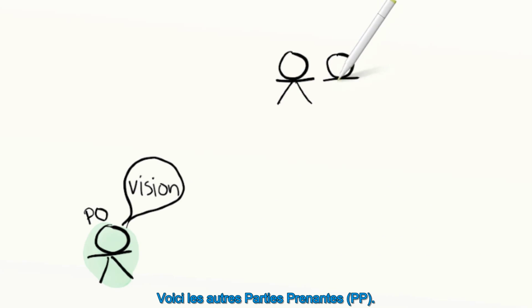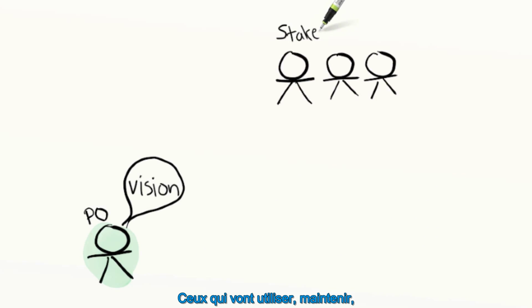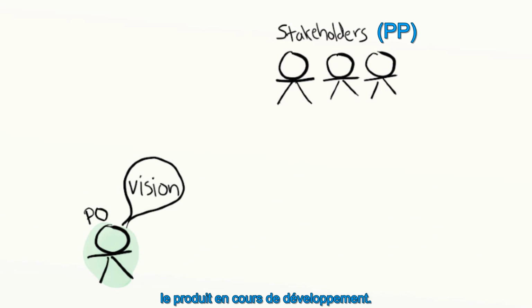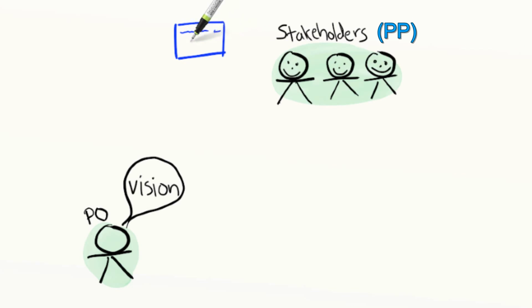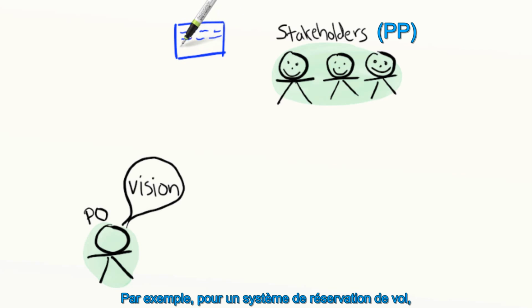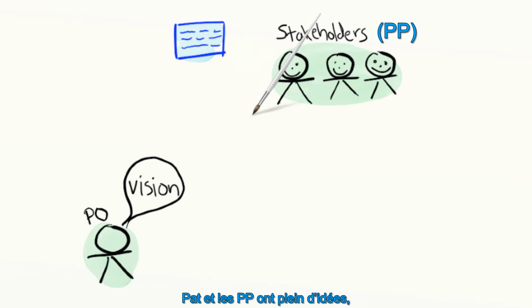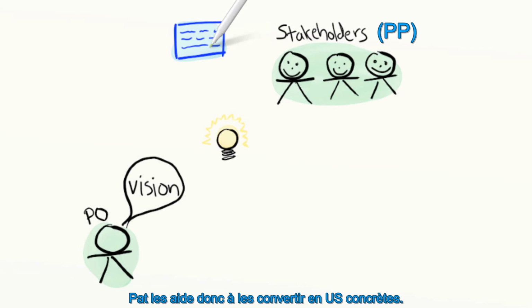Here are the stakeholders. They're the people who are going to use and support or in any way be affected by the system being developed. Pat's vision is that these people will love our system and use it all the time and tell their friends about it. The stakeholder needs and Pat's ideas are expressed as user stories here. For example, if this was a flight booking system, people need to be able to search for a flight, and maybe that would be one user story. Both Pat and the stakeholders have lots of ideas, so Pat helps turn these into concrete user stories.